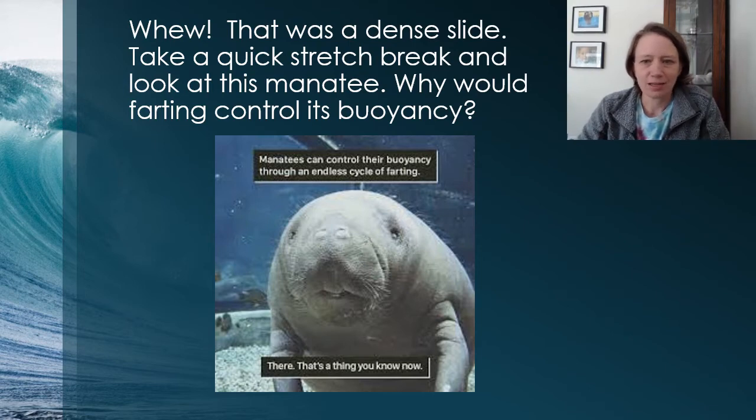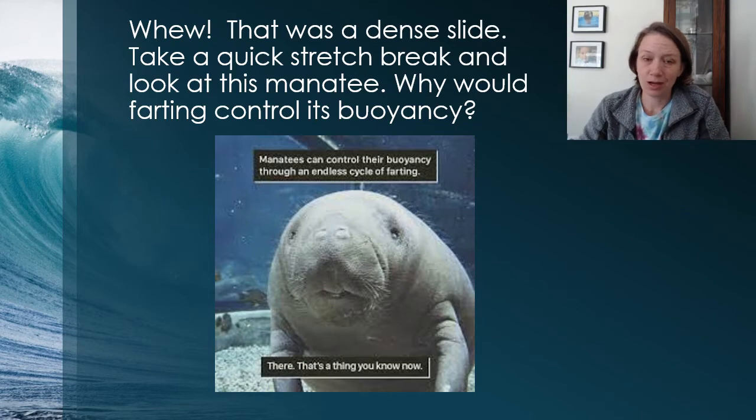I found this fun fact on the internet that manatees can control the buoyancy of their bodies through an endless cycle of farting. And hopefully now you can think back to that buoyant force equation and think about, why would farting control a manatee's buoyancy? So pause the video for a second, think about it, and come back.